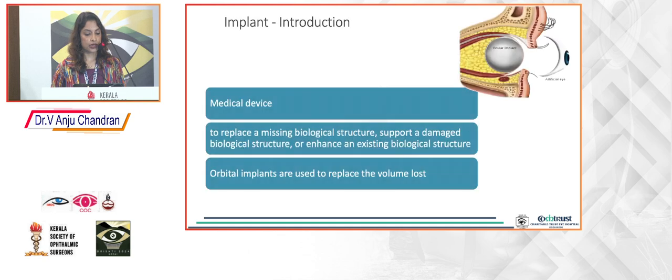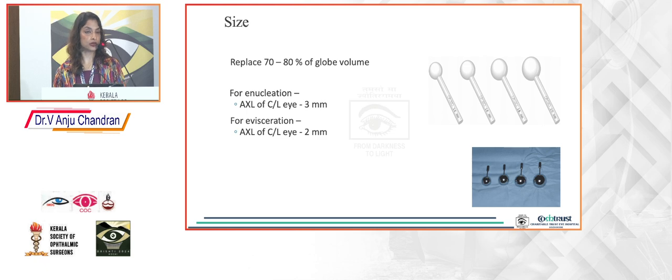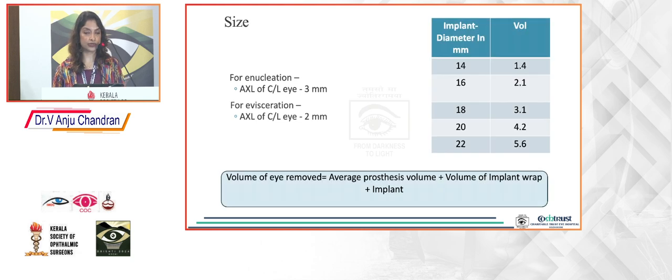So quickly about implants. You're basically trying to replace a missing biological structure, and orbital implants are used to give that volume. So 70 to 80% of the globe volume is what you want to replace. Quick calculation would be: for enucleation, axial length minus 3 millimeters, and evisceration, axial length minus 2 millimeters. You have varying sizes available, which will give you an idea as to what implant size you need to put in.